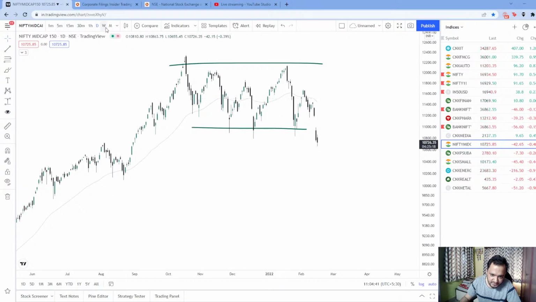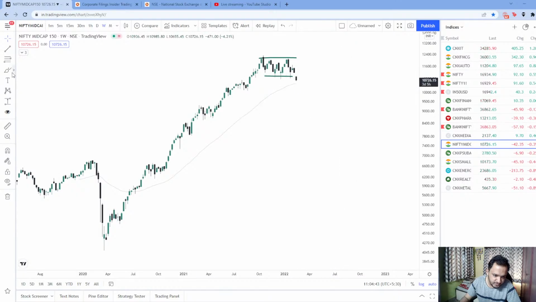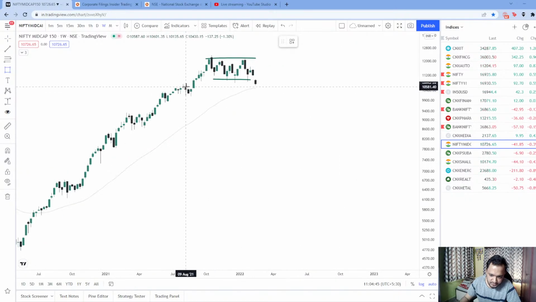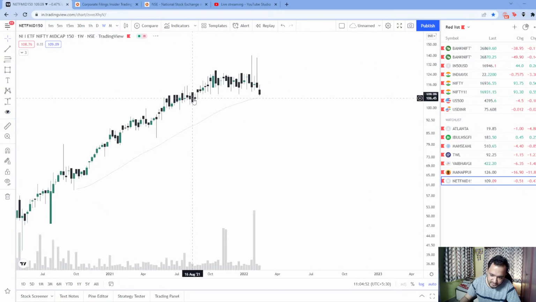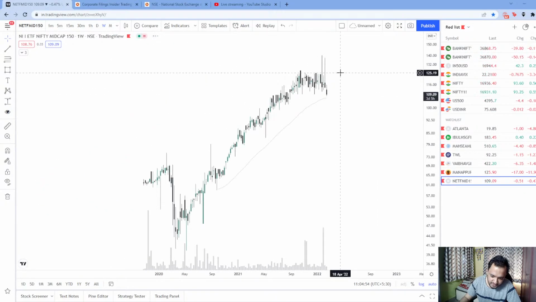Again, it's breaking down, but I think on the weekly charts we're all right. Yes, on the weekly charts we're still good. You see here is the demand. So you can look at the Nifty mid cap ETF whenever it comes down to this area of demand. You can look to buy it actually.